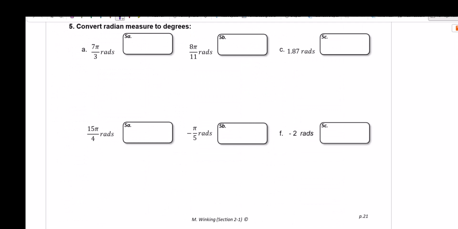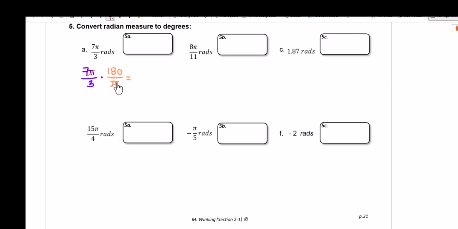Here, they want us to convert the radian measure to degrees. So I have all of these radians, and I want them written as a degree now. Here I have 7 pi thirds, and now I want a degree. Well, if I want a degree to go to a radian, like what we were just doing, I multiplied by pi over 180. Well, if I want a radian to go to a degree, I'm going to multiply by 180 over pi. And you'll notice now, my pi's go away.